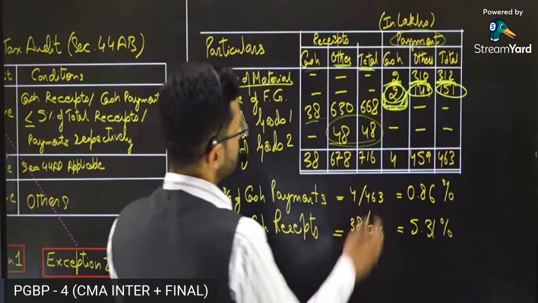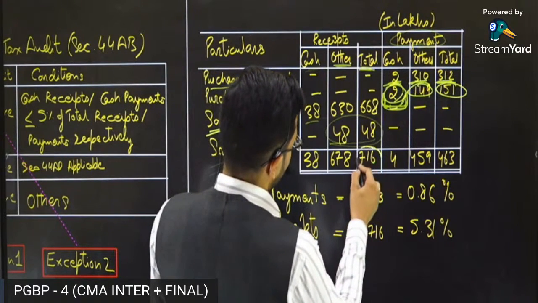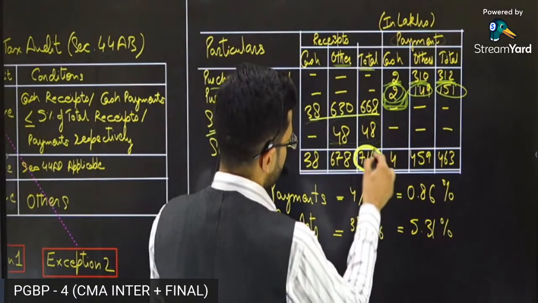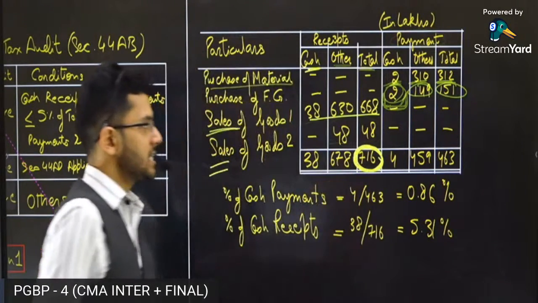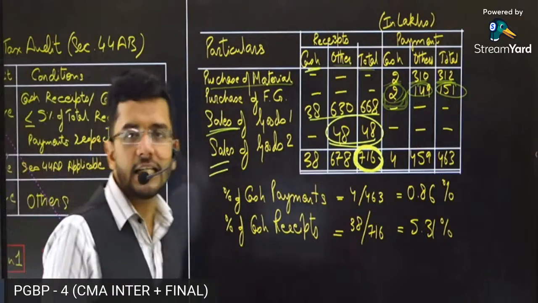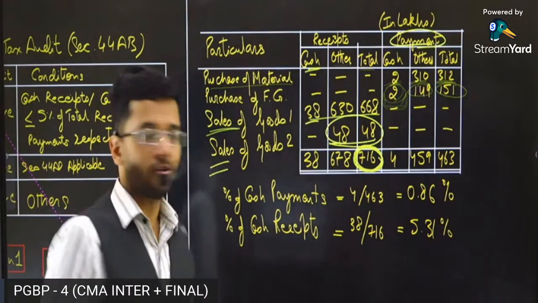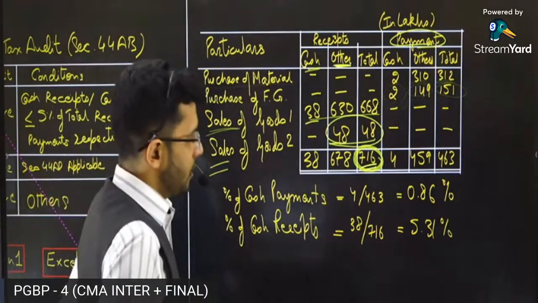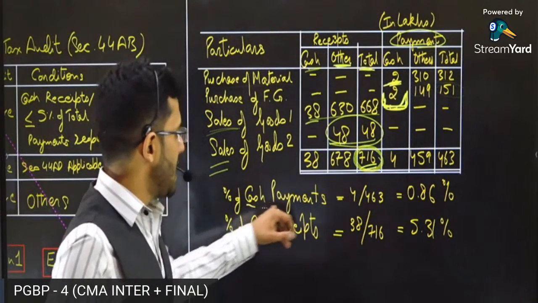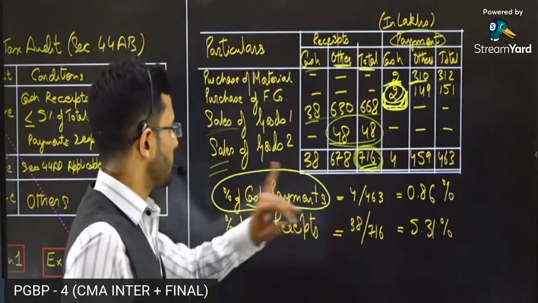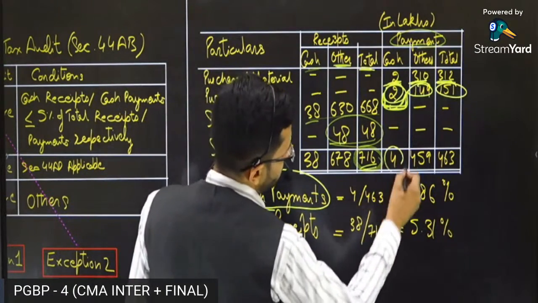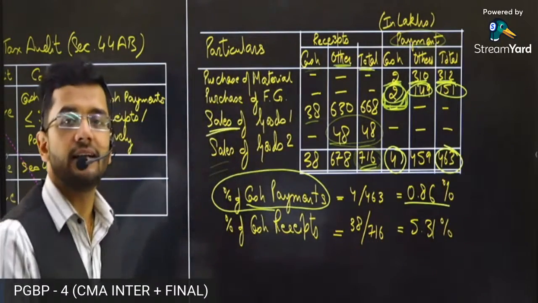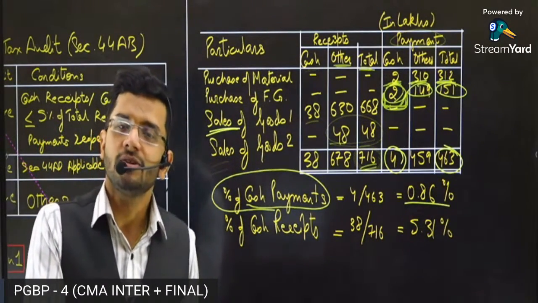So, guys, as we can see, the total turnover of the company is 716 lakhs, which means 7 crores and 16 lakhs is the turnover of this particular company. Now, let's see whether the percentage of cash payments is less than 5% or not. So we have divided 4 by 463. So yes, it is less than 5% of the total payment.